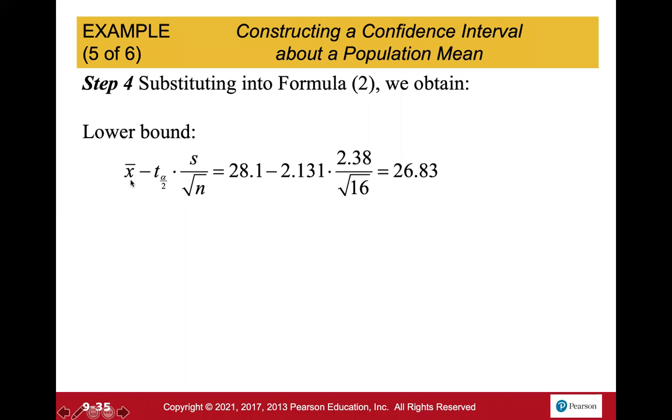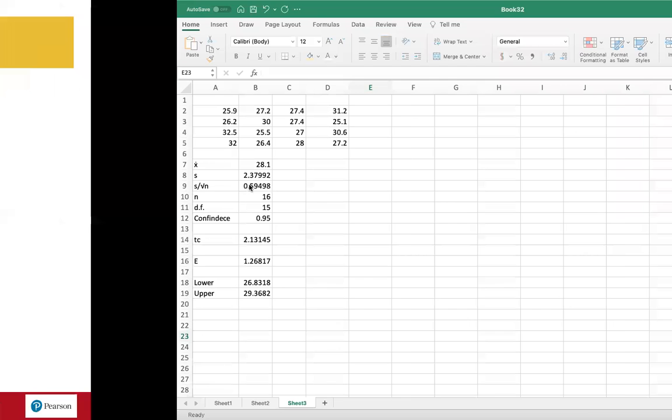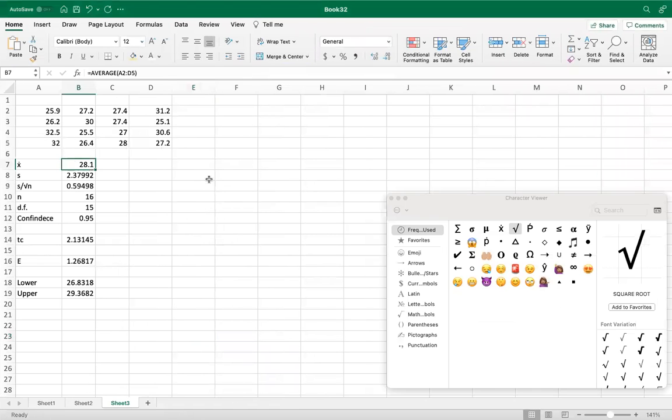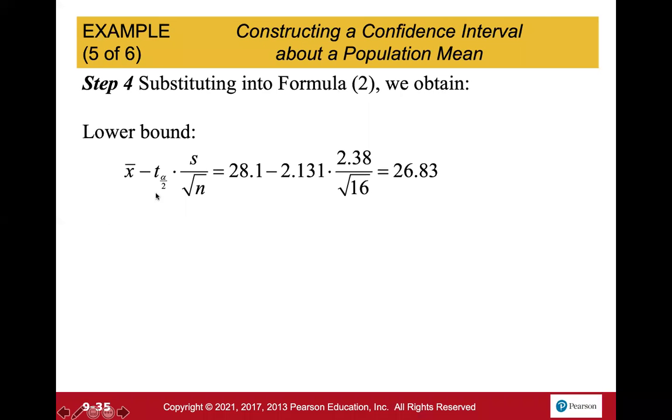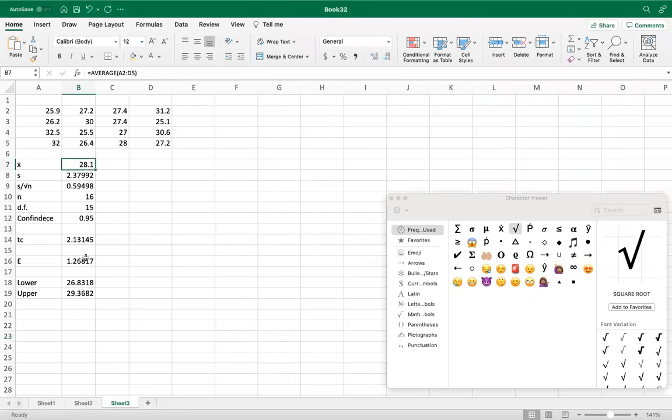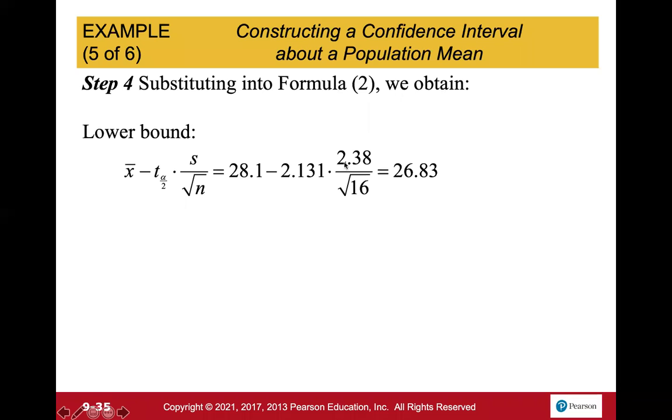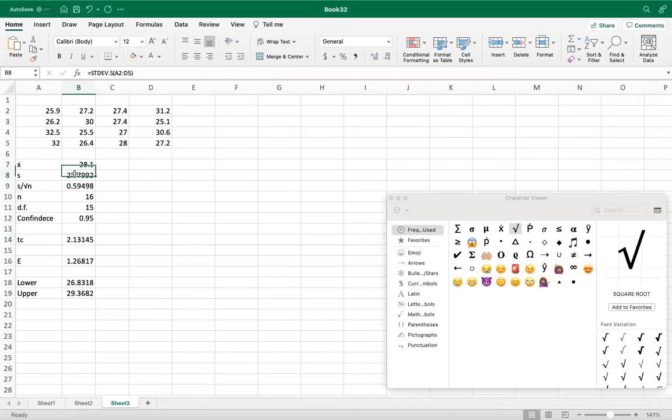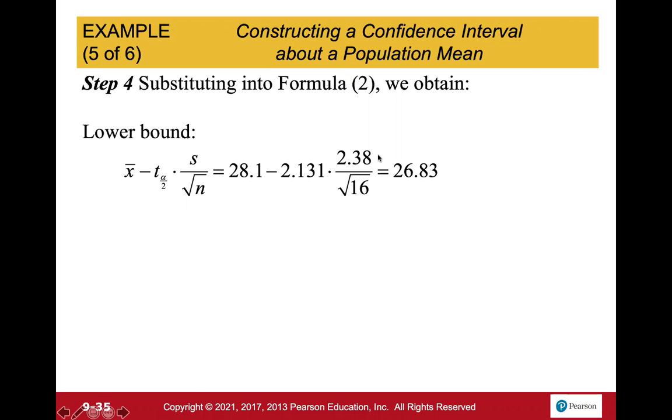There we go. Okay, so X bar was 28.1, just like we had earlier. And from here, we have our critical value T sub C, 2.131. And we have S divided by the square root of N. So this is going to be a little bit different from what we have. S divided by the square root of N, which is 16. And our lower bound ends up being this value here.